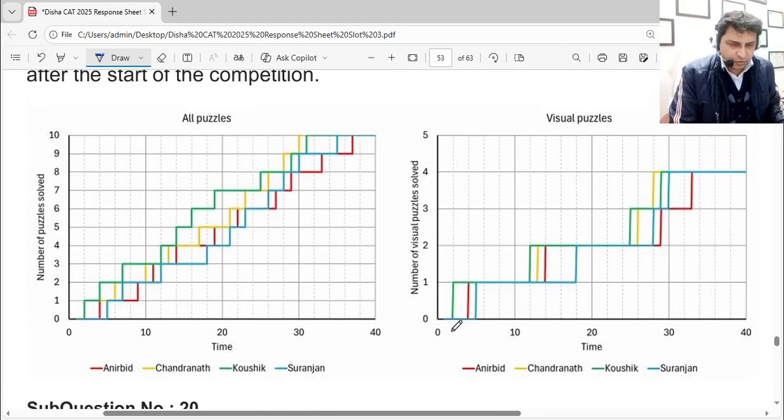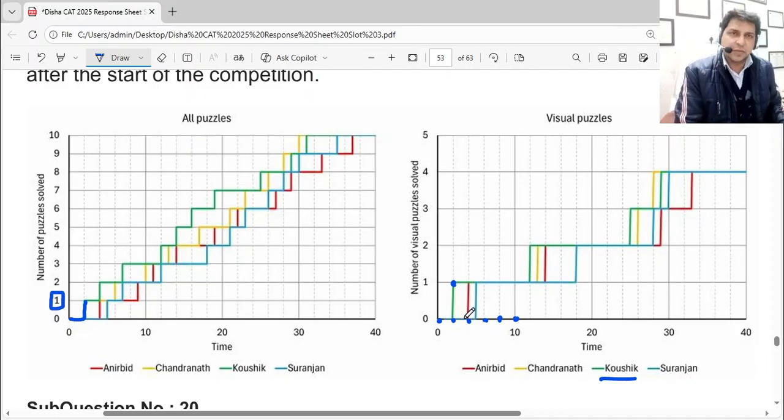The first visual puzzle, if we check the green one, Koushik, he solved the first puzzle in 2 minutes. This is 10 minutes, so 1, 2, 3, 4 and 5. There are 5 rectangles for that, so every rectangle is going to have 2 minutes. So at 2 minutes green has already cleared the first visual puzzle, and here if I check the green line, he also covered it in 2 minutes. That means the first puzzle is a visual puzzle.